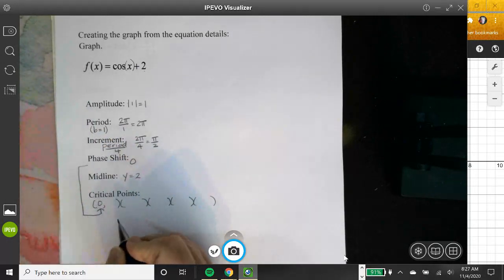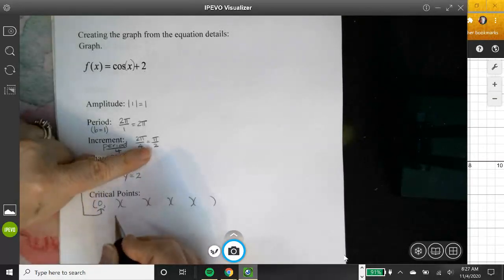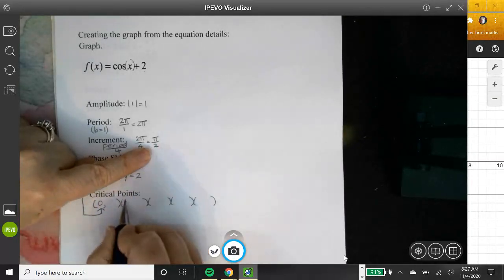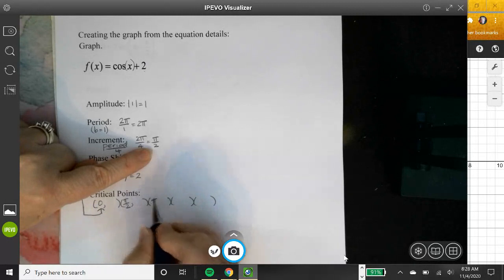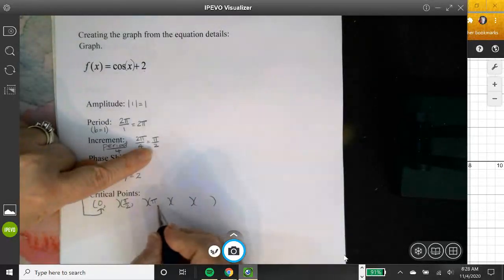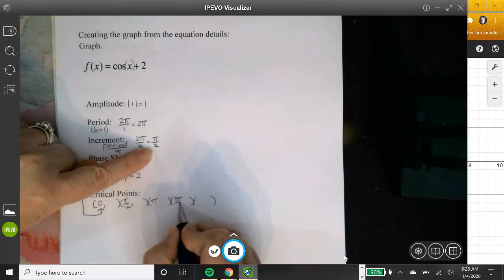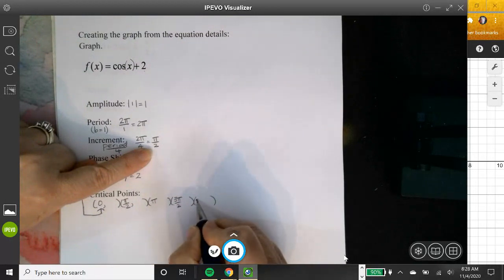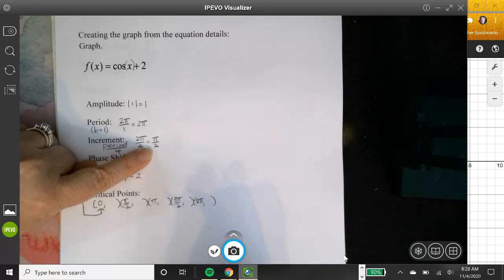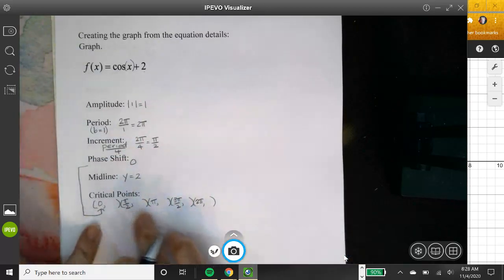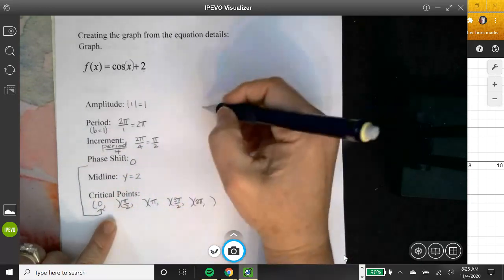Now, how do we get to the next critical point? Well, of course, we add an increment. So 0 plus pi over 2 is pi over 2. Pi over 2 plus pi over 2 is pi. Pi plus pi over 2 is 3 pi over 2. Plus another pi over 2 is 2 pi. Okay? Now, I always put the y values in here last after I graph the curve.